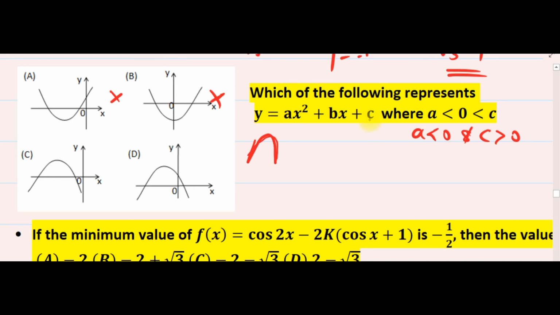This c is the y-intercept. Check, if you substitute x as 0, c is the y-intercept, and the y-intercept is a positive value. So from these two graphs, it is only this one, where the y-intercept is positive, while the y-intercept here is negative. So the answer is D. So it's just a tricky question.